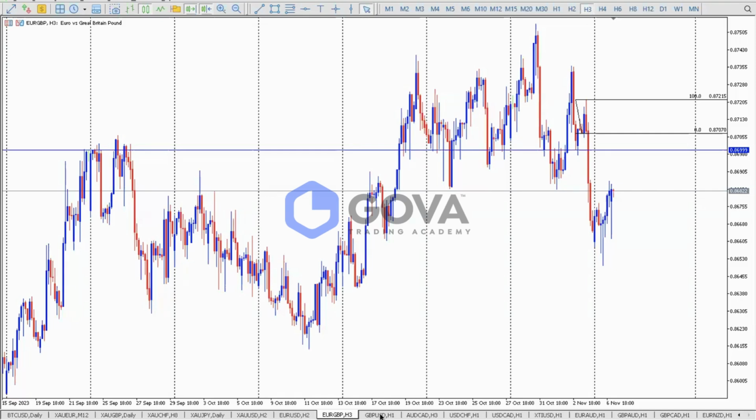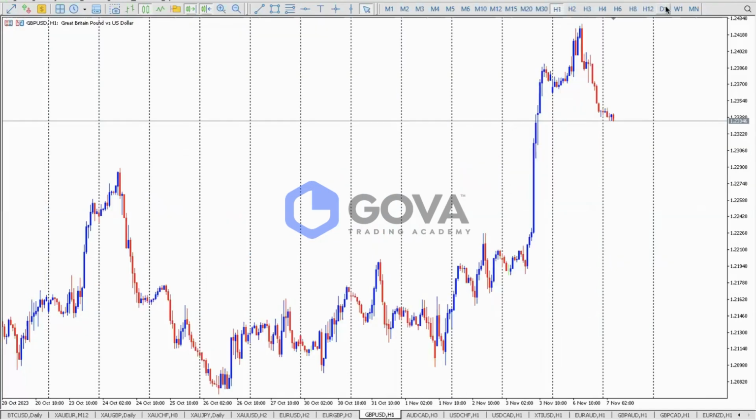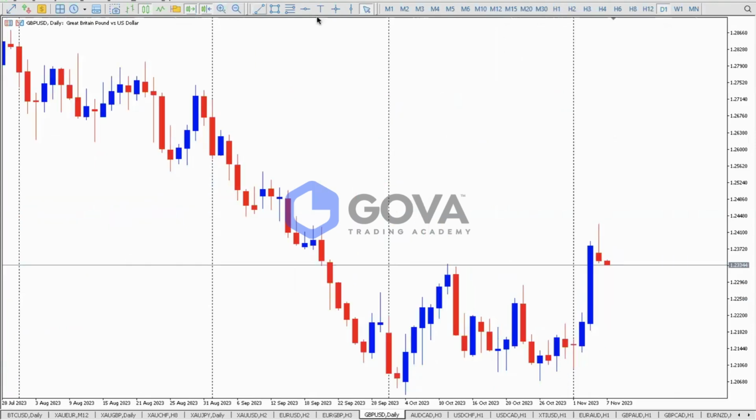Now let's go to GBP USD. On GBP USD, the first thing I need to do is the monthly equilibrium line, which is here, the blue line.